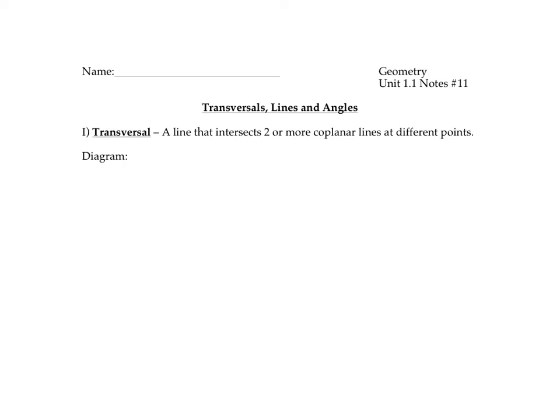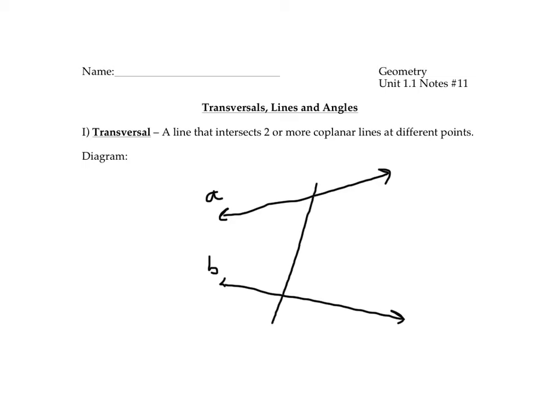In today's lesson from Unit 1.1, we'll be discussing transversals, lines, and the angles formed by transversals and the lines they intersect. First of all, a transversal is defined as a line that intersects two or more coplanar lines at different points. So if we start by drawing two lines, such as line A and line B, a transversal would be a third line that comes through and intersects both of these lines at different points.